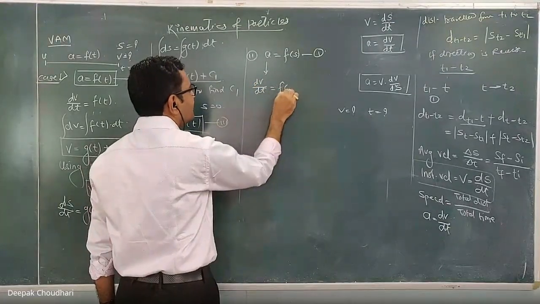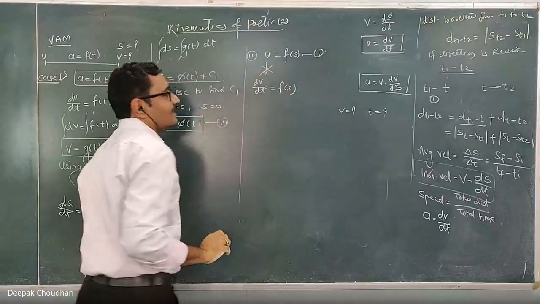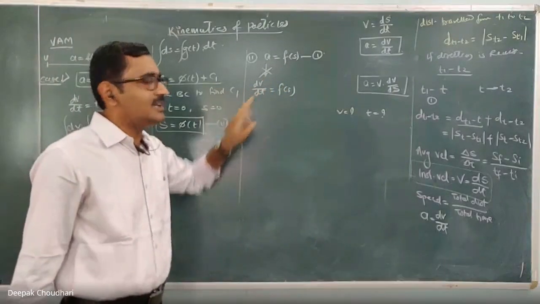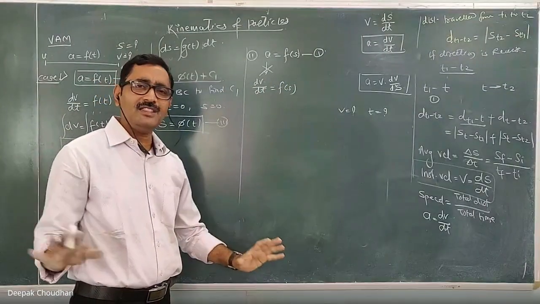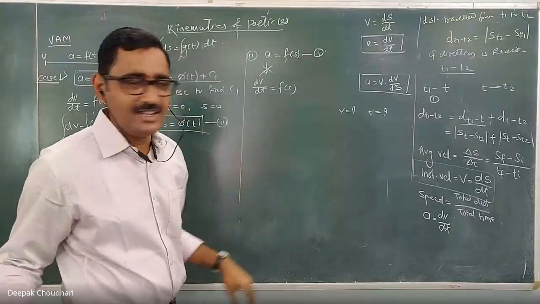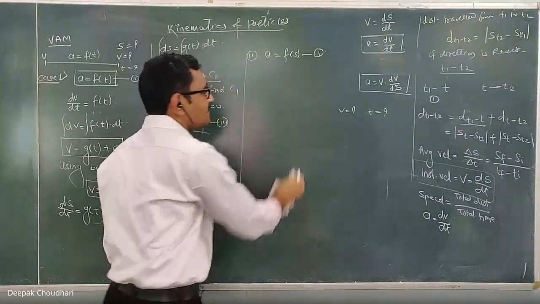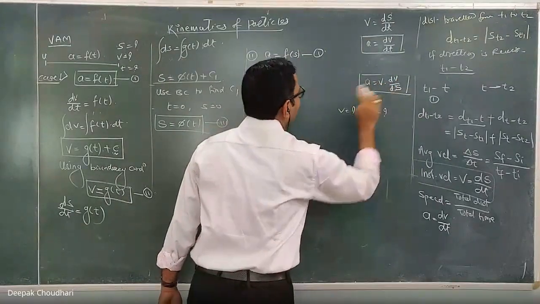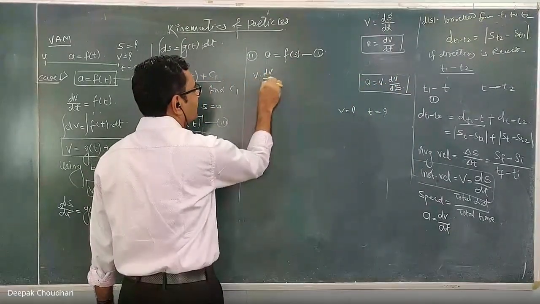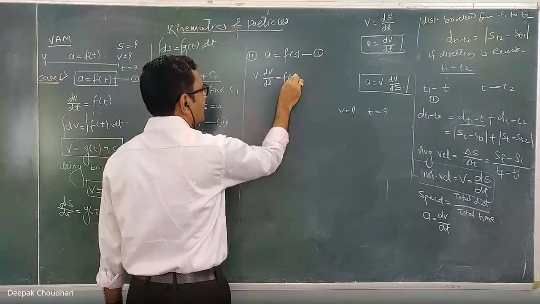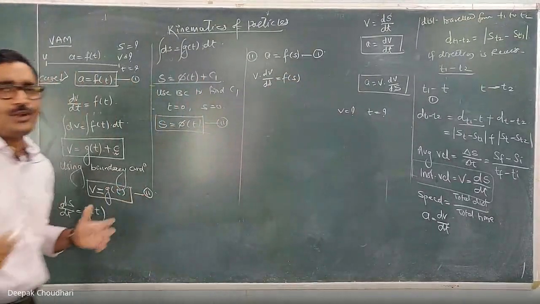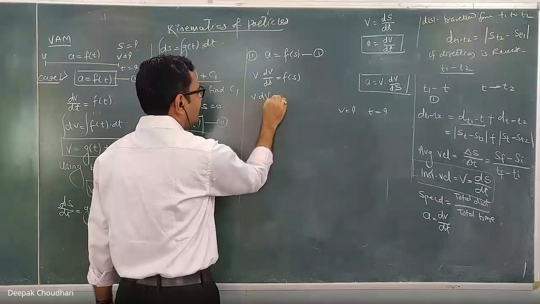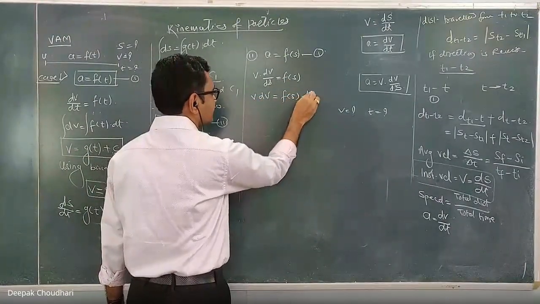Don't replace a with dv by dt, because in this equation there will be three variables: s will come, v will come, and t will come. Just remember, there should not be three variables. That's why whenever the acceleration is given as a function of displacement, we replace this a by v into dv by ds. So v into dv by ds equals f of s. Here, the same procedure you have to follow. The next step is to separate the variables: v into dv equals f of s into ds.